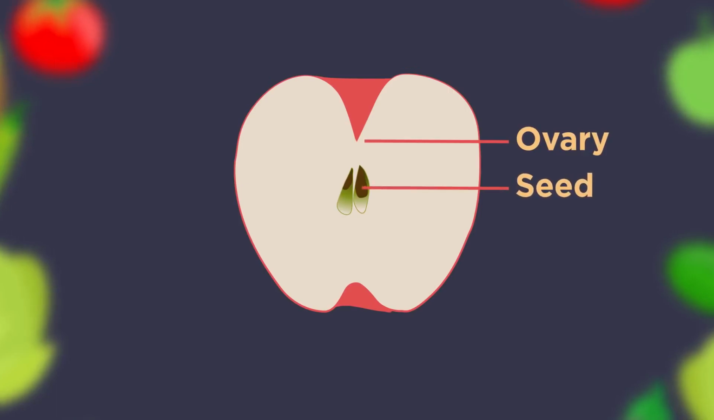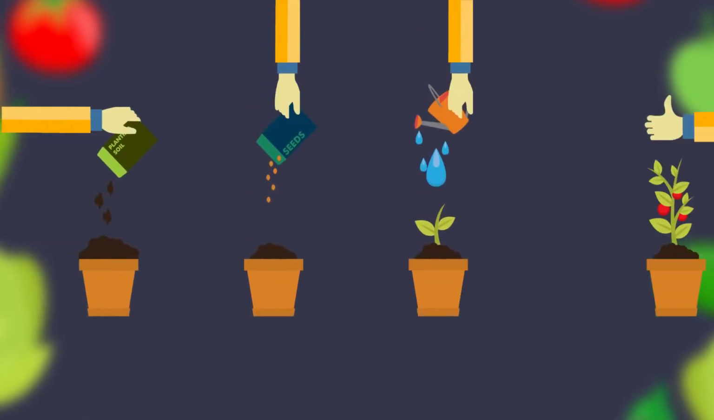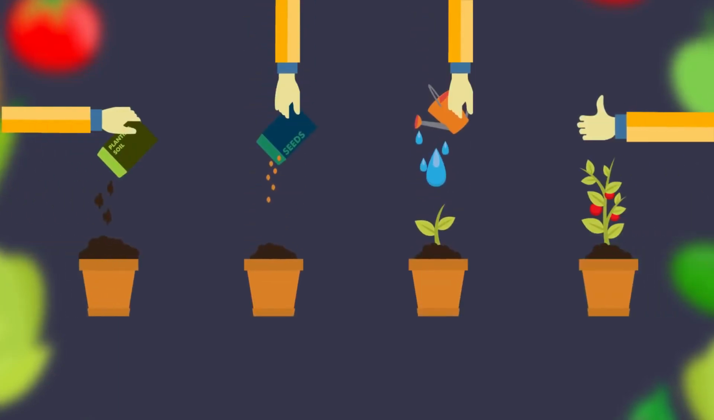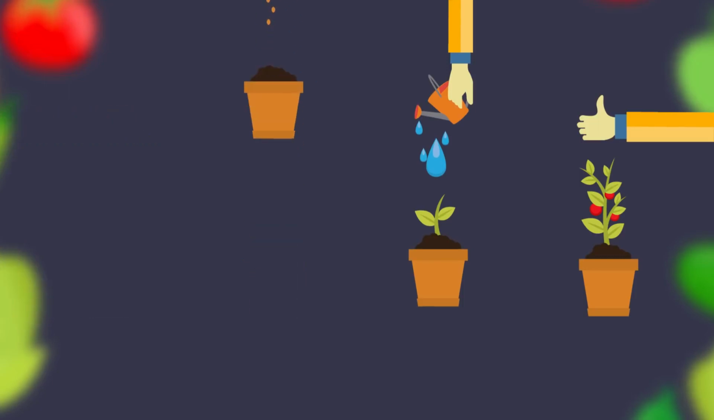The fruit and seeds are dispersed in many ways, some even by humans, where they will again grow into a new plant under the correct conditions, completing the long cycle of sexual reproduction in plants. So there we have sexual reproduction in plants.